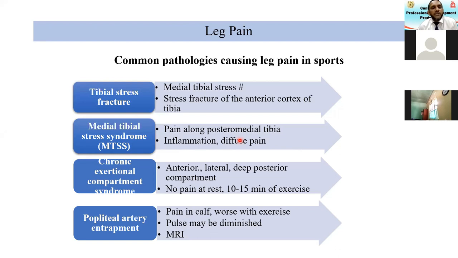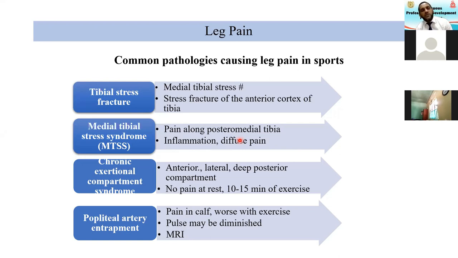So the compartment syndromes. There are four compartments in the leg. Out of these, the anterior compartment comprises the tibialis anterior, the lateral compartment has the peroneus longus and brevis, and the deep posterior compartment has the soleus and the gastrocnemius muscle. So these are the compartments which can go into a compartment syndrome.